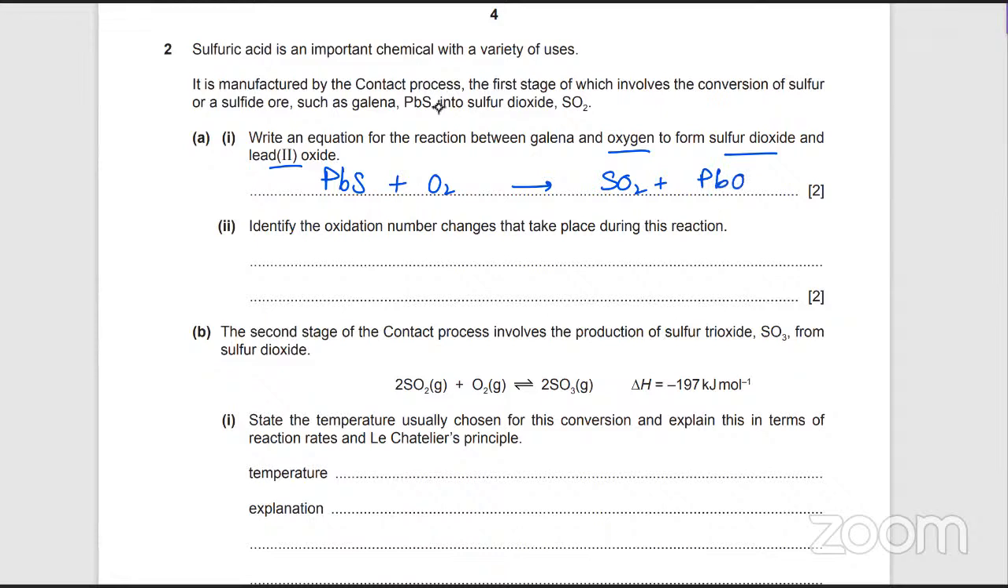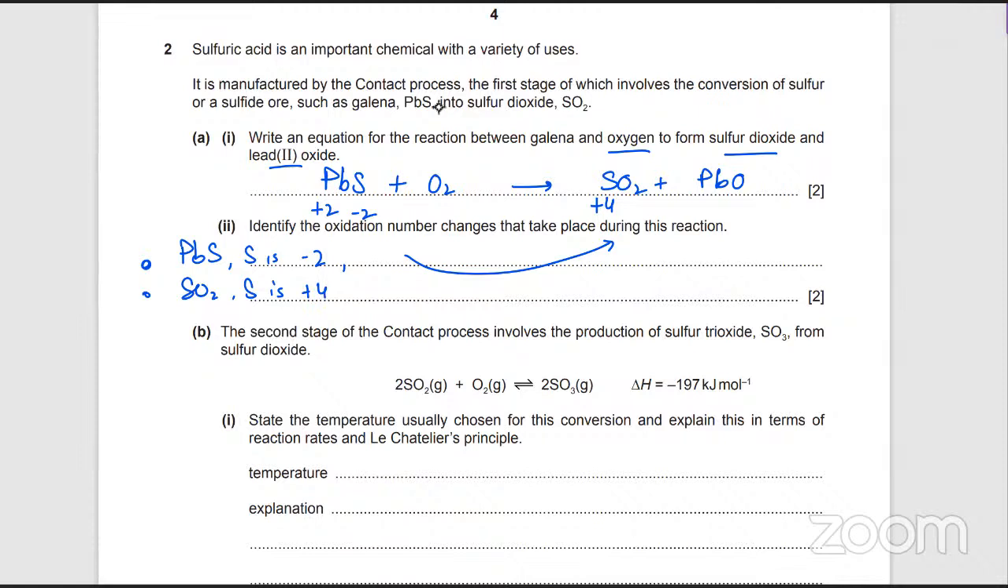Identify the oxidation number changes that take place during this reaction. So Pb is probably plus 2 and S is minus 2. So S goes to plus 4. So one oxidation state should change over here, that's S going from minus 2 to plus 4. मतलब point में लिखोगे आपके sulfur या PbS में आप बताओगे कि sulfur is minus 2 while SO2 के अंदर your sulfur is actually plus 4.